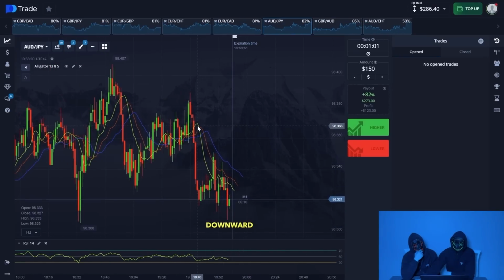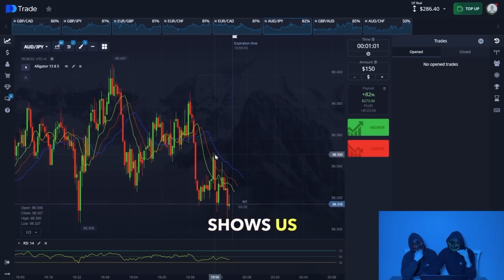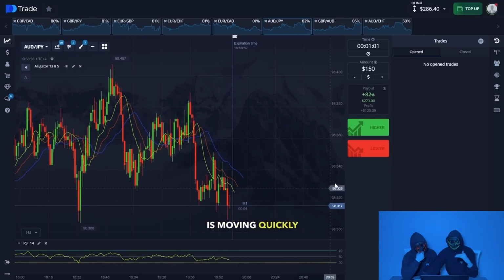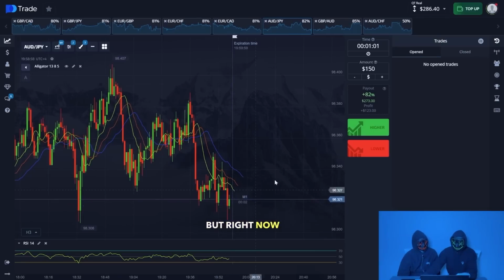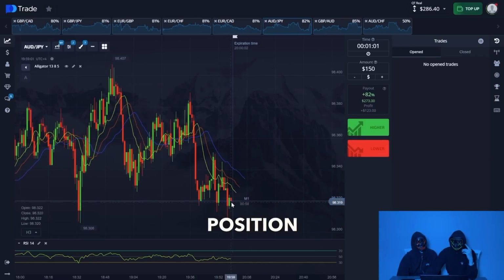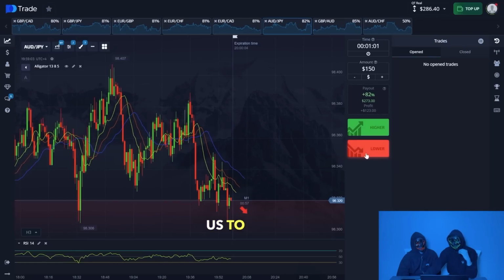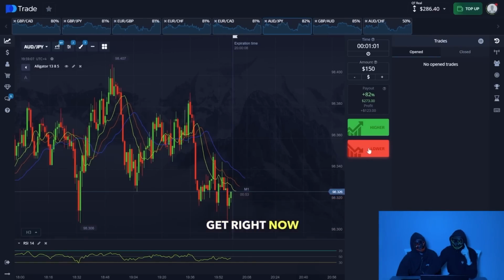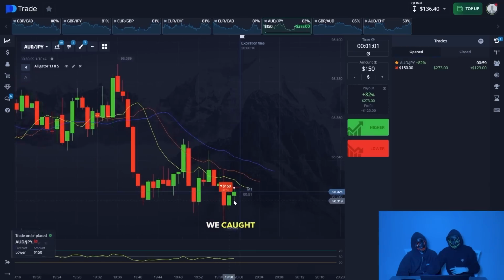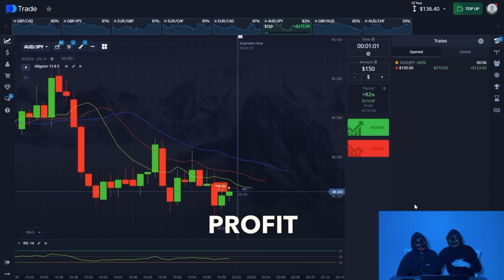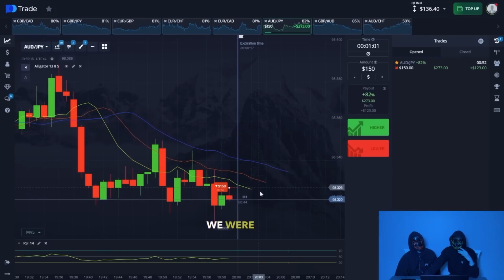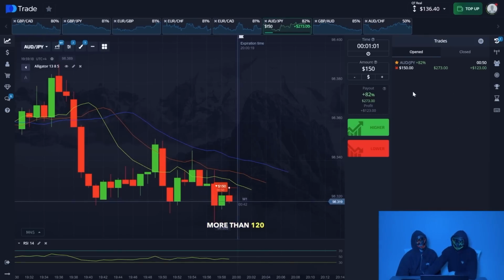Here we see the downward trend that the alligator indicator shows us. The RCI also shows us that the chart is moving quickly downward, but right now the chart is in an uncomfortable position for us. It's dangerous for us to open a trade. We need a little jump up, which we're going to get right now. There it is. We caught the right position, fixed our profit. Just look at how easily we made a bunch of money. We were able to make more than $120 in just 1 minute. That's a great result.